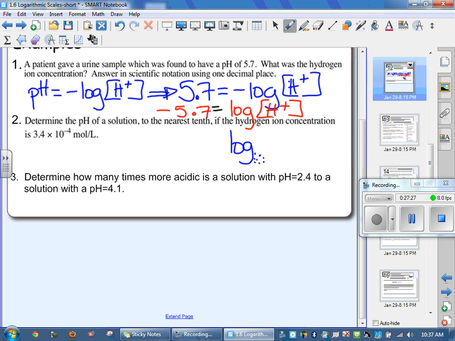Equals on the other side. If we base 10 it here, what are we going to do to the other side? Base 10 it. So we're going to have 10 to the exponent negative 5.7. Now, base 10 and our log disappear. So our hydrogen ions are equal to 10 to the exponent negative 5.7. So that's exactly the answer. You type that in, and we're going to find out what the hydrogen ion concentration is.